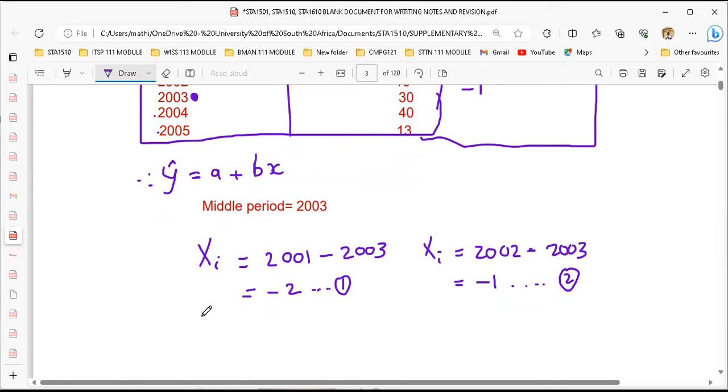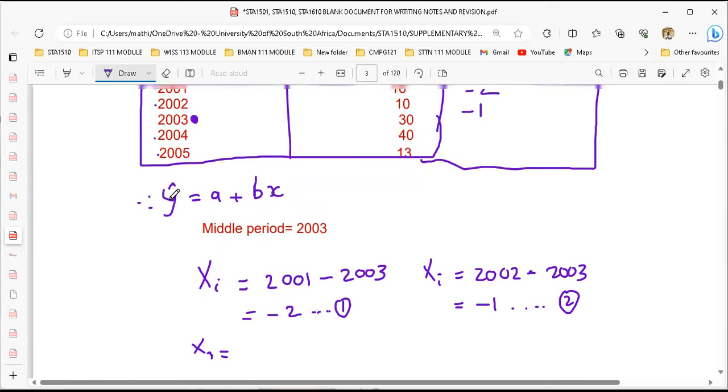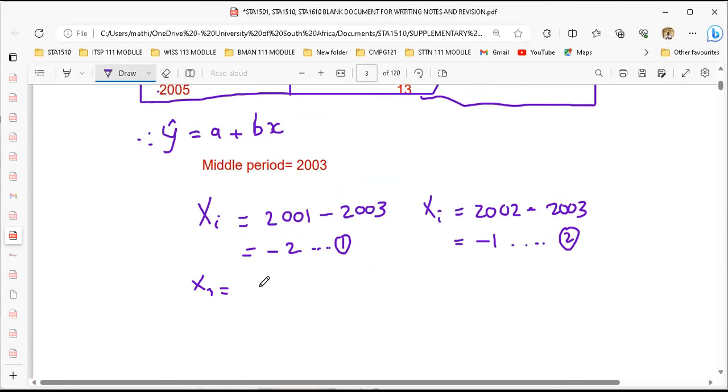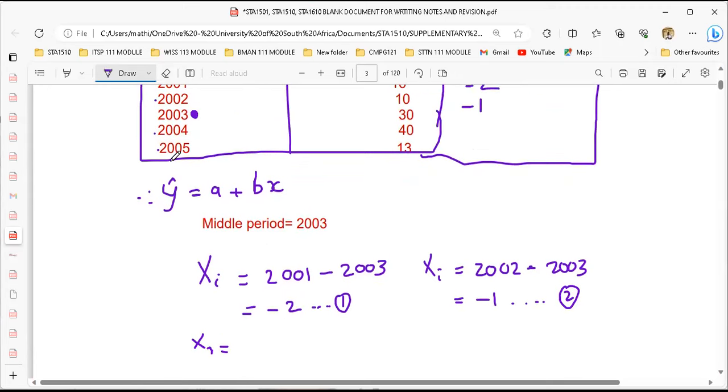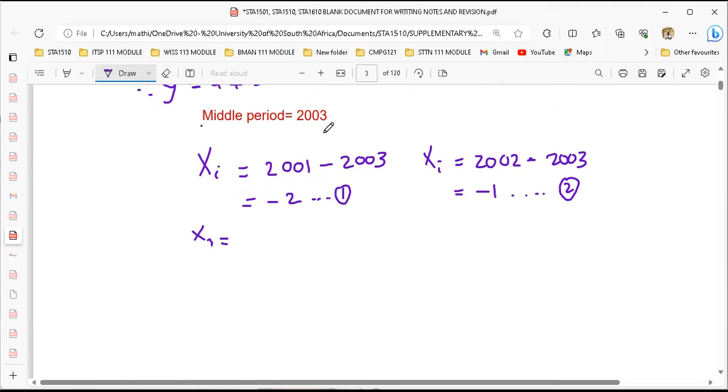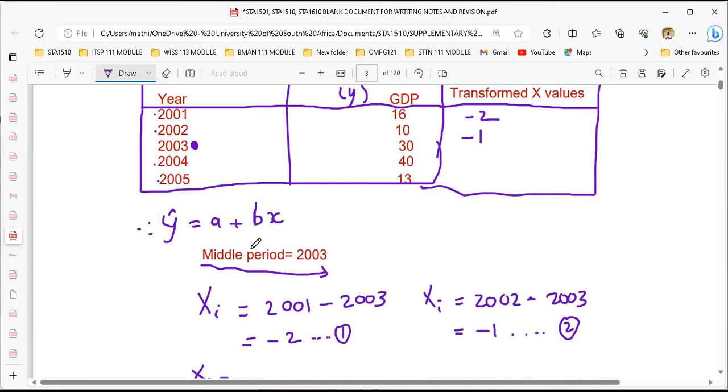And then we go to number 3. You can just say x3 or xi. Now the ith period here is what? 2003. Don't forget that. The first one was 2001, then the ith period, 2002, 2003, and so on. But don't forget, this is our middle period. It's very important. Once you get this, then you're good to go. Middle period, and then let's check 2003.